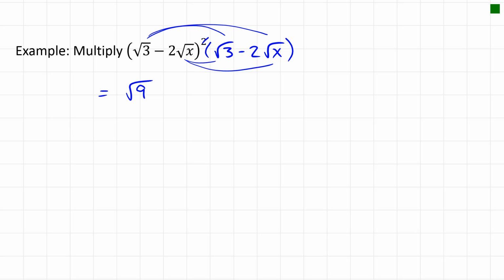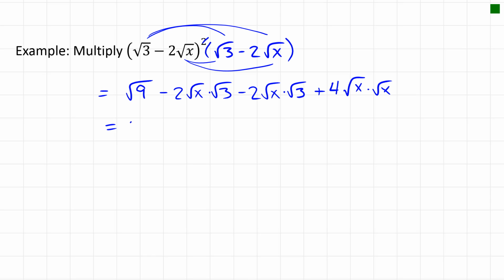And then the outside terms would be minus 2 root x times the square root of 3. Middle terms, negative 2 root x times the square root of 3, and last terms would be positive 4 times the square root of x times the square root of x. So let's go ahead and start simplifying here.